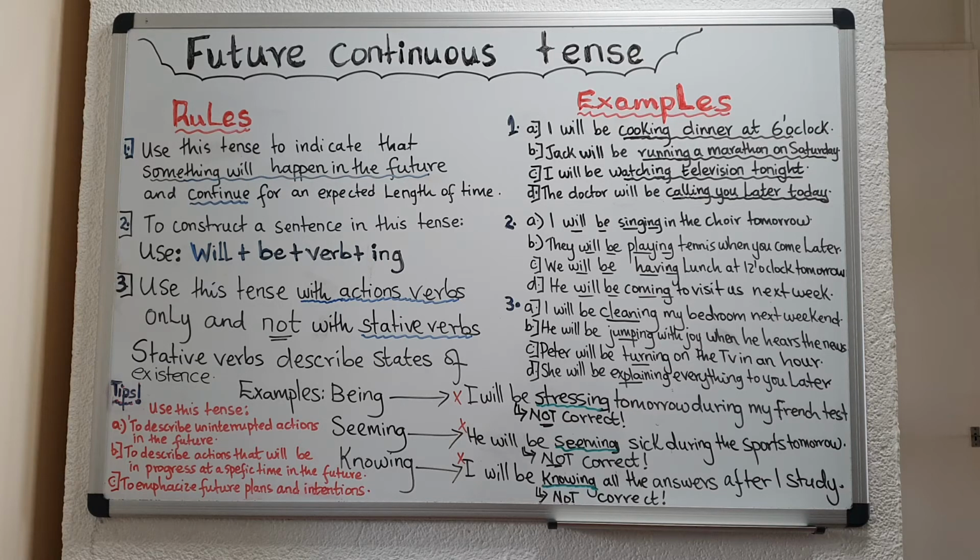Let's look at some examples. Example 1a on the right. I will be cooking dinner at 6 o'clock. So if someone asks you, what will you be doing at 6 o'clock? Then you can say, I will be cooking dinner at 6 o'clock. So your plan at 6 o'clock is to cook dinner.